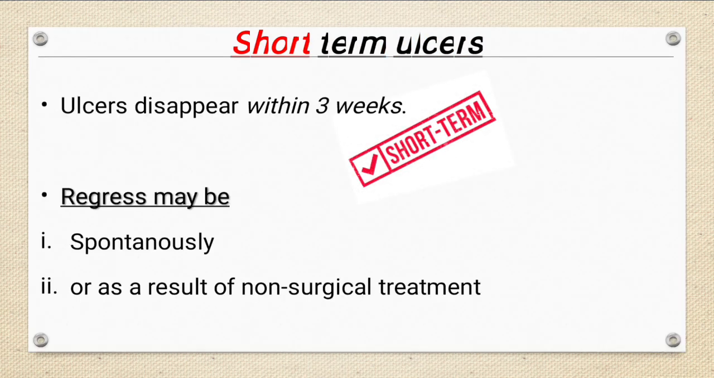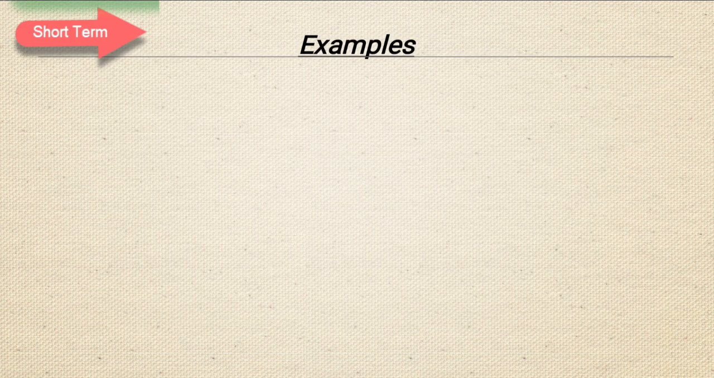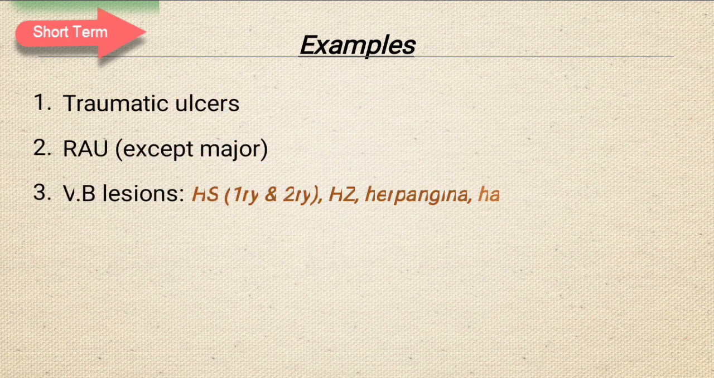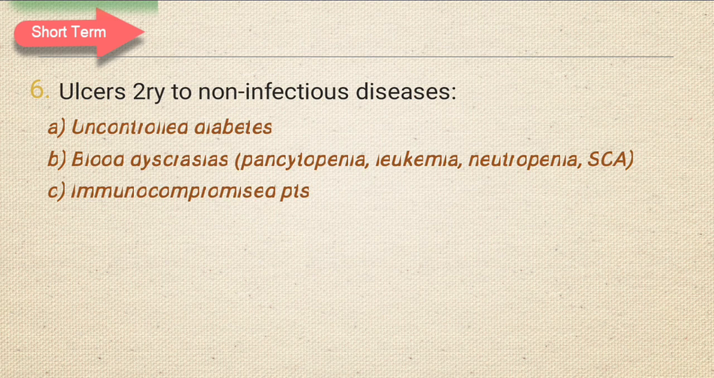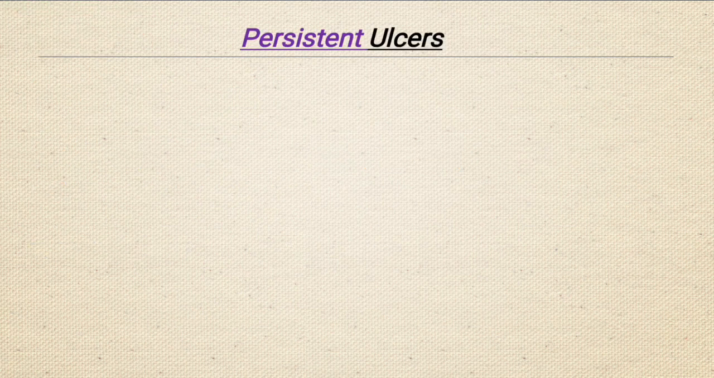ulcers. So the short-term ulcers are those ulcers which disappear within 3 weeks, either spontaneously or as a result of non-surgical treatments. Okay, examples of these short-term ulcers: traumatic ulcers, recurrent aphthous stomatitis ulcers, and vesicular bullous lesions. Okay, uremia and chancre, and ulcers secondary to non-infectious diseases such as uncontrolled diabetes, blood diseases, and immunocompromised patients, and also related to GIT diseases.